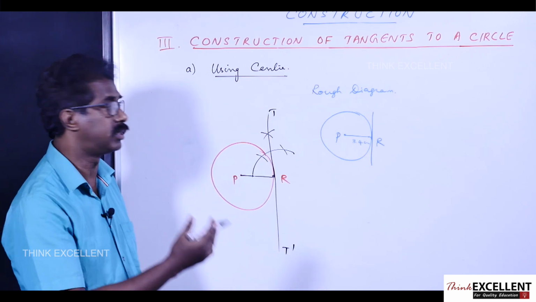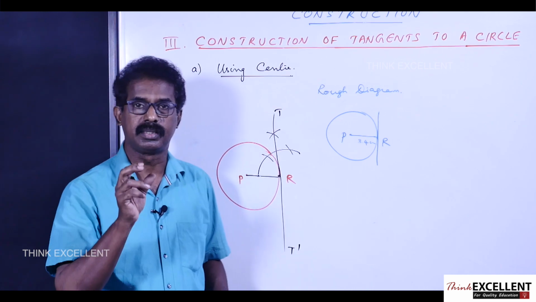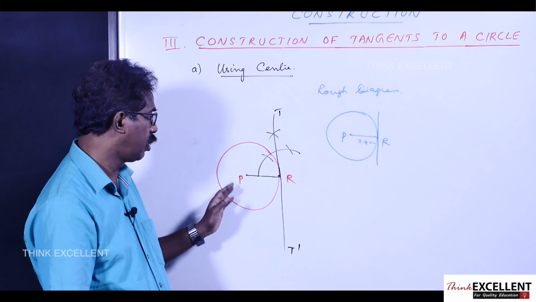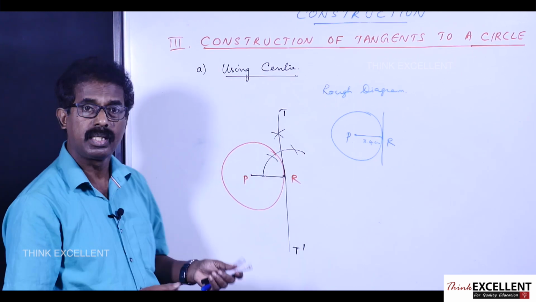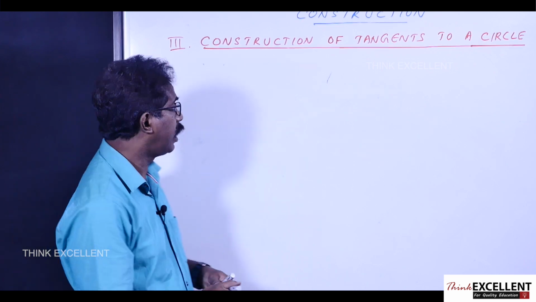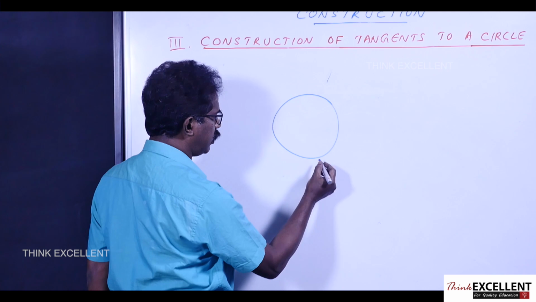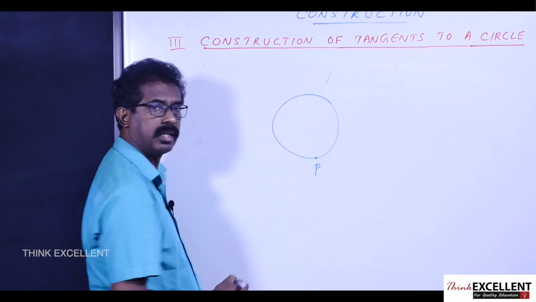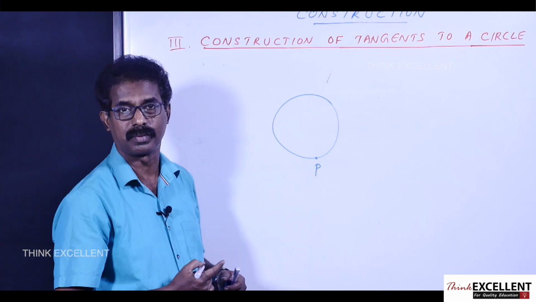Then you can write the construction steps. Okay, this is the first method: the center can be used, and for a point on the circle you can draw one tangent. Now the second one, where the point lies on the circle. Suppose P is the point here on the circle. You have to draw a tangent, but you should not use the center.